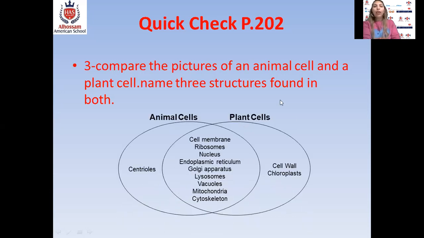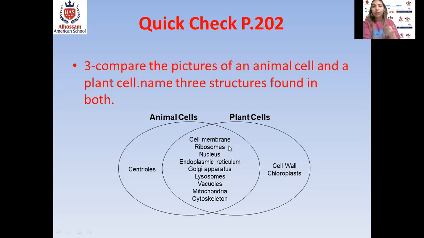Okay, so we can write it like a Venn diagram too. Animal cells have centrioles not found in plant cells. Plant cells have a cell wall and chloroplast, the function of chloroplast is to make photosynthesis, not found in animal cells. And all these organelles are found in both plant and animal cells. So you can see cell membrane, ribosomes, nucleus, endoplasmic reticulum, Golgi apparatus, lysosomes, vacuoles, mitochondria, and cytoskeleton.